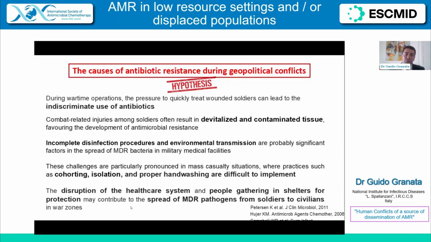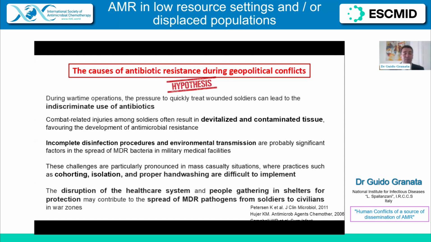Yes, during wartime operations, there is indeed a pressure to quickly treat wounded soldiers, and this pressure can lead to indiscriminate use of antibiotics. We have to consider that combat-related injuries often result in devitalized, contaminated tissue, and this can favor the development of resistance. Also, infection control is challenging, and practices like cohorting, isolation, or even proper hand washing are difficult to implement.